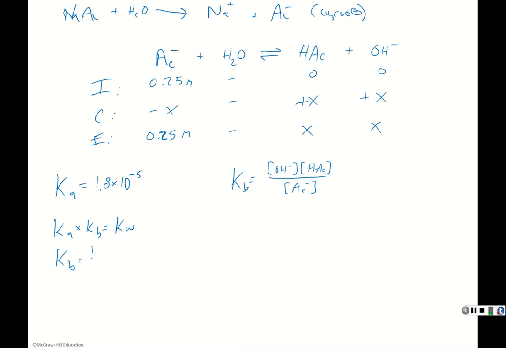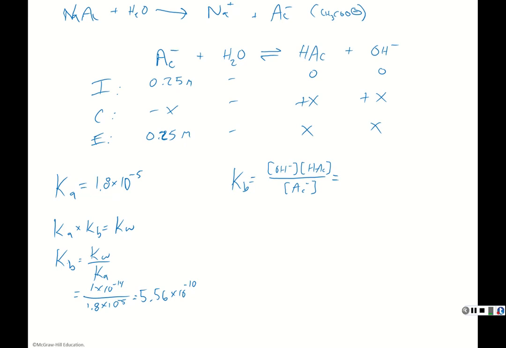So Kb is just going to be Kw over Ka. So that is 1 times 10 to the minus 14 divided by 1.8 times 10 to the minus 5, which is 5.56 times 10 to the minus 10. Okay, so now we have something we can set this equal to.